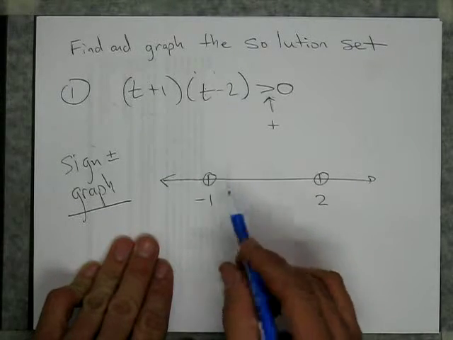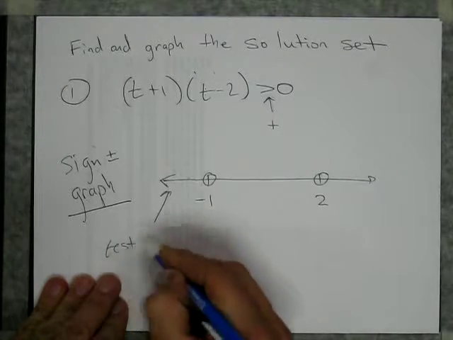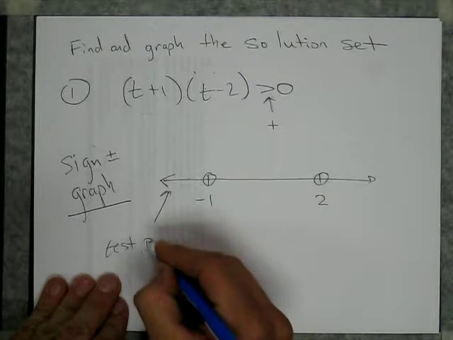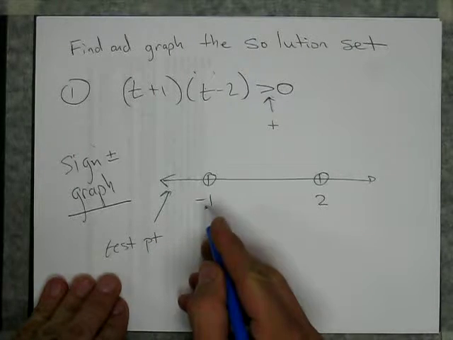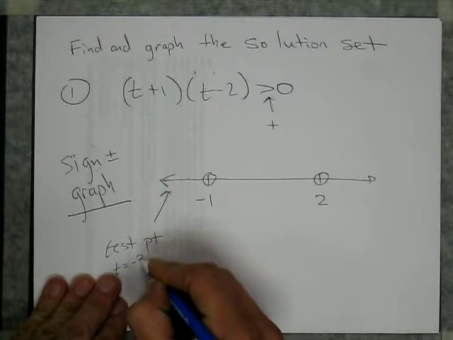And so we're going to plug in a test point. I'm going to put a little arrow here. Test point. You just pick something to the left of -1. So let's say we plug in a -3. Pick any number you want. Test point, t is -3.